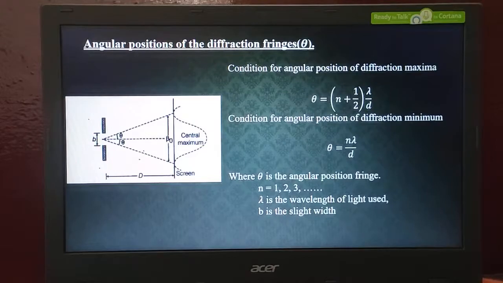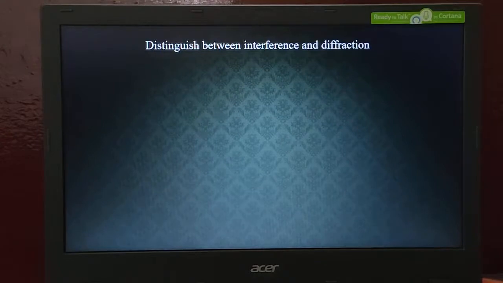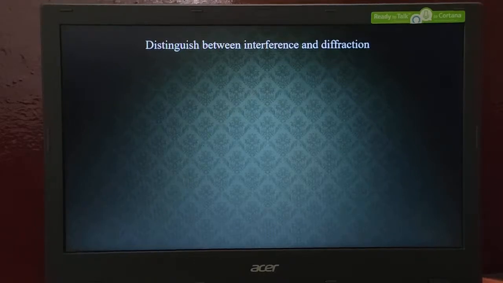Before going to that, I would like to explain the differences between interference and diffraction. What are the differences between interference and diffraction? Actually we have studied a lot about interference and diffraction also, but what are the main differences? This may be asked in your examination for 2 marks. Actually this is very important in the 2 mark category.